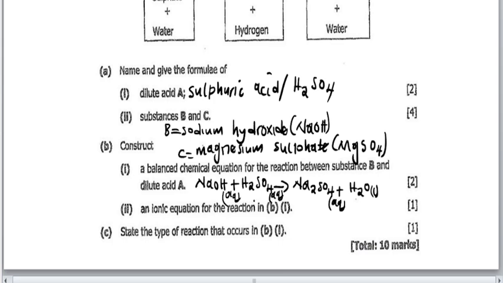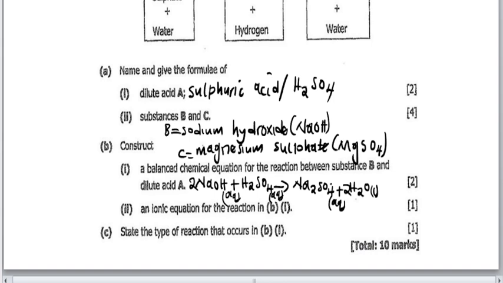Then we just balance. So how are we going to balance that? We put a 2 in front of sodium hydroxide to balance the sodium. Then to balance the hydrogens and oxygen, we have to put a 2 here. Then it is balanced.